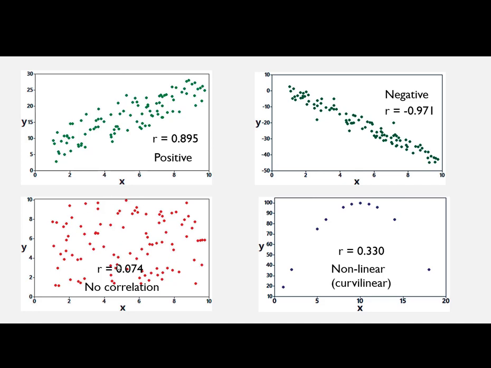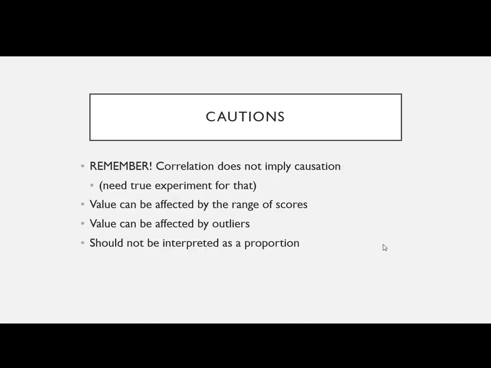Here, when we just have this blob of scatter points, we have 0.074, which is close to 0, so we'd say that's no correlation, or there's no relationship. And then here we have a curvilinear relationship. If I were to drop a line among these data points, it shows that it's not very strong, but if I were to use a different correlation coefficient, I would capture more of this relationship. Okay, cautions. Remember, correlation does not imply causation. You need a true experiment for that. The value can be affected by the range of scores, and the value can be affected by outliers, and it should not be interpreted as a proportion.